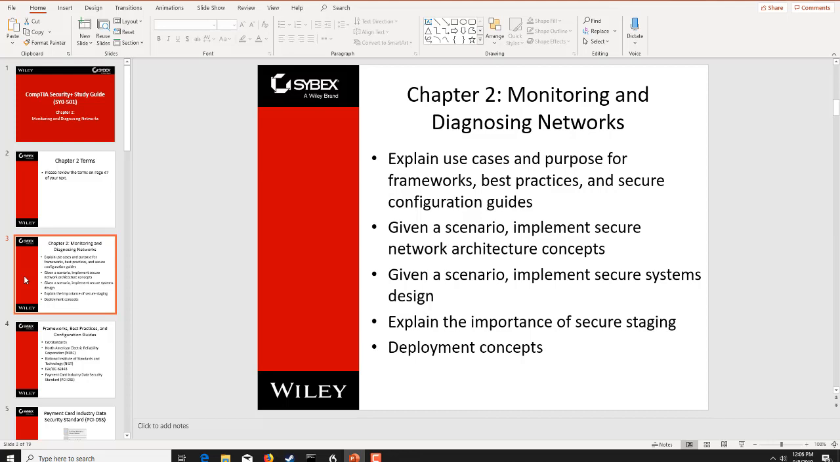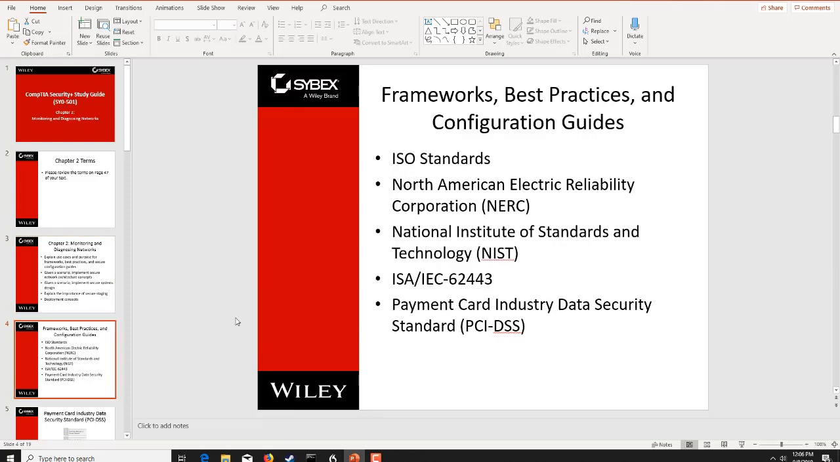Given a scenario, again, implement secure system design. Questions from that perspective on the exam are going to be giving you a situation and then saying, okay, put this into practice, right? Or what is best to put into practice? Explain the importance of secure staging and deployment concepts. Here we are going to look at how we set up an environment before we put it into production and the methodology of putting it into production.